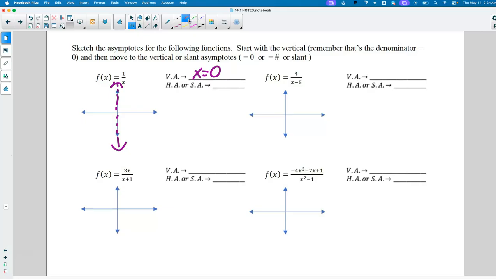Now, do we have big over small, small over big, or same over same? Small over big. So what's my horizontal asymptote? Come on, this is the easy one. 0. Yes. Horizontal asymptote, y equals 0.